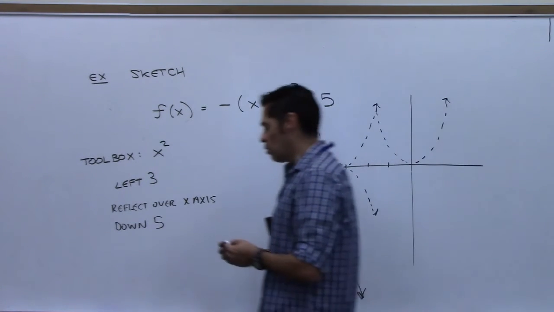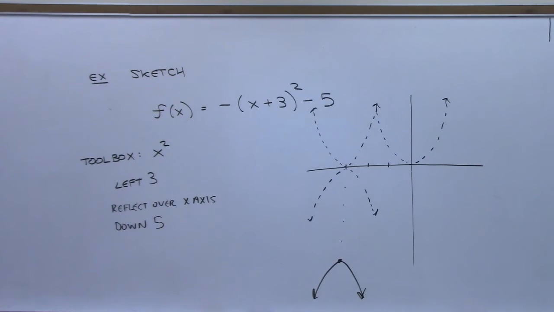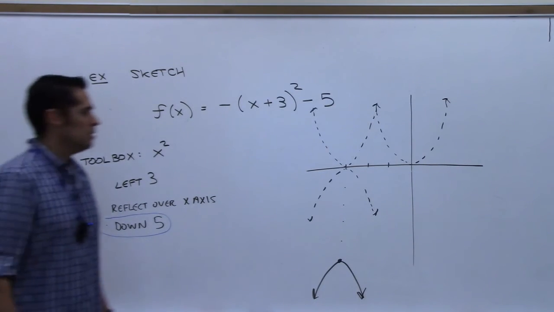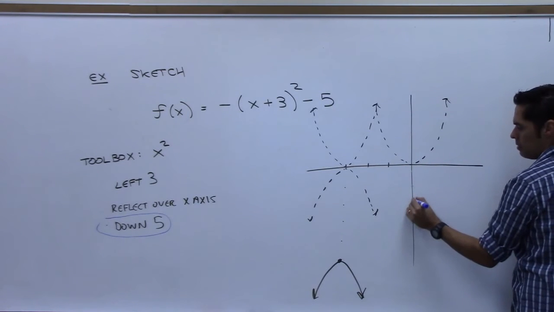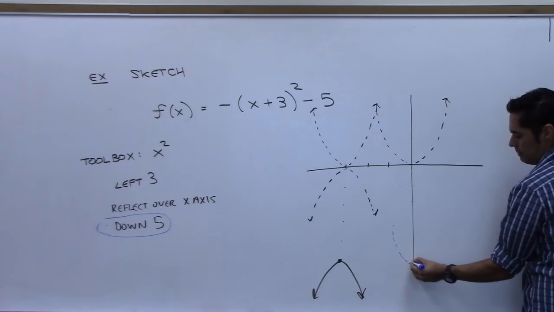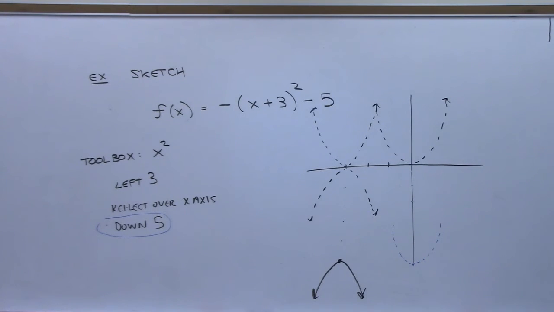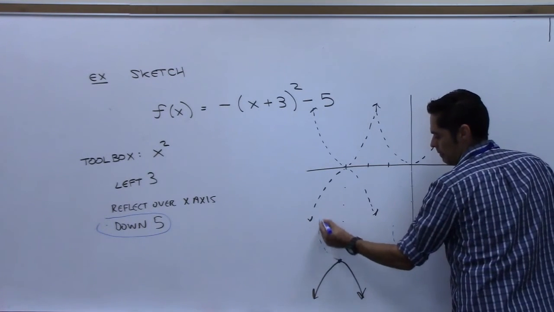Let's try it in a different order and see if we get the same answer. I'm going to do it intentionally to make it mess up, all right? I'm going to go down 5 first. That means I start with this and go down 1, 2, 3, 4, 5. I'd be right here. Now what do you want me to do? I'll let you choose the next two. Left 3? Okay, 1, 2, 3. So now I'm here, right?